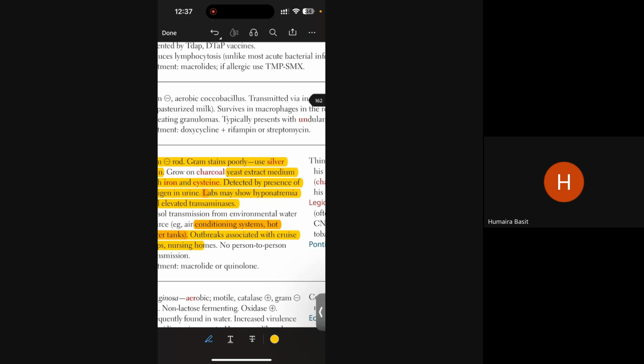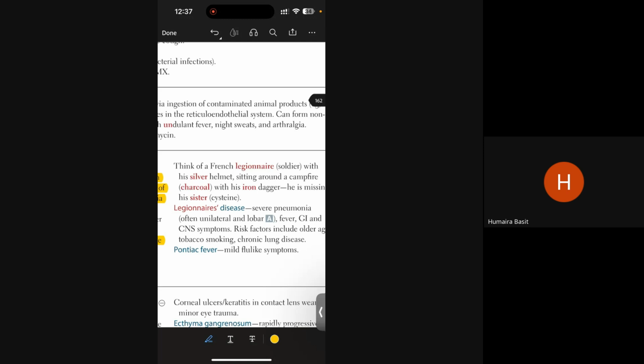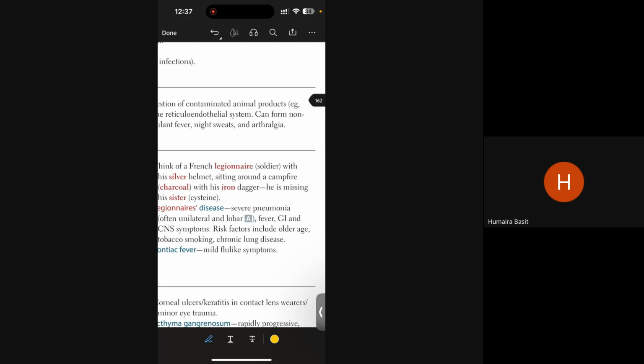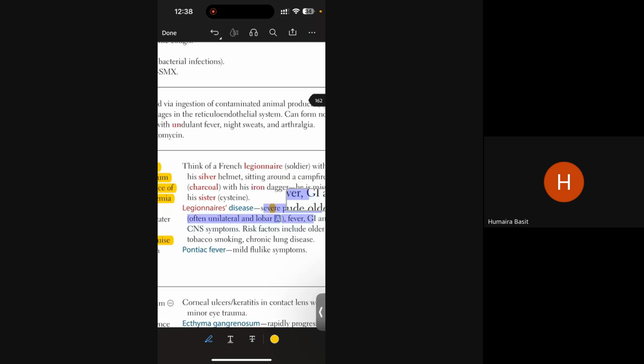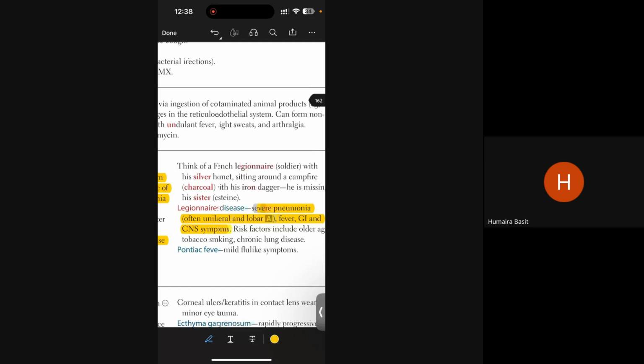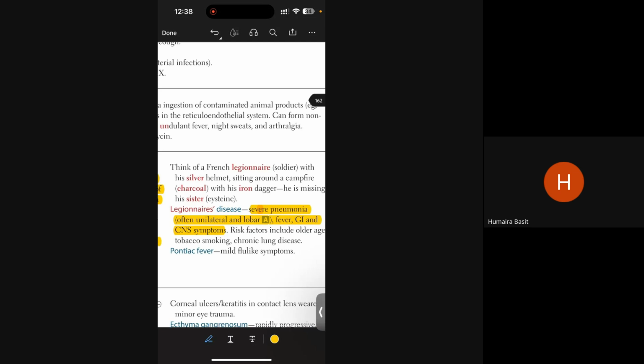And how do you detect Legionella? By the presence of antigens in the urine, not in the blood. Remember this. That's the diagnostic test for Legionella. Severe pneumonia, fever, GI and CNS symptoms. GI diarrhea, CNS symptom confusion in this patient.